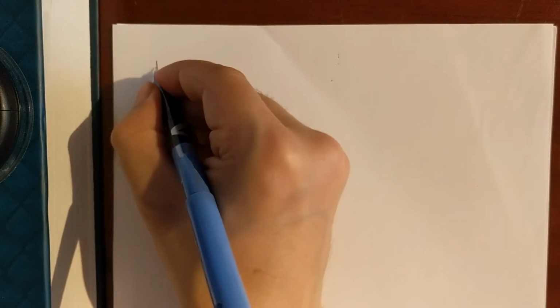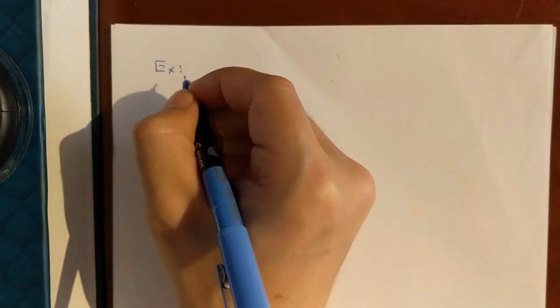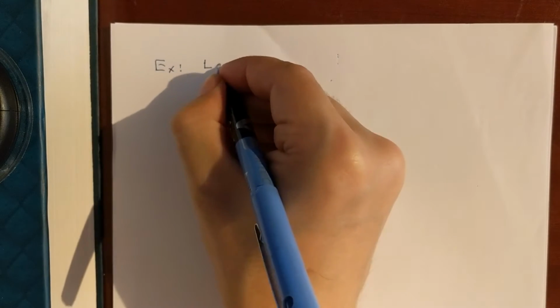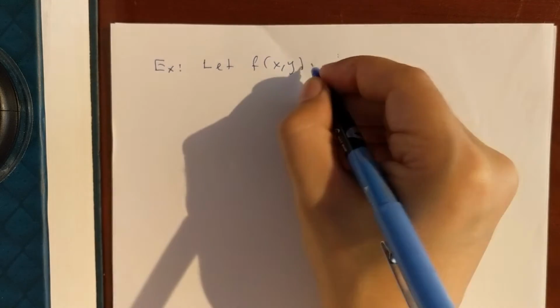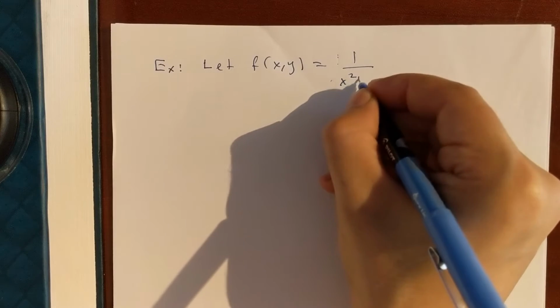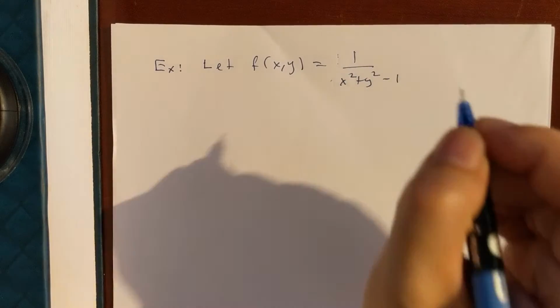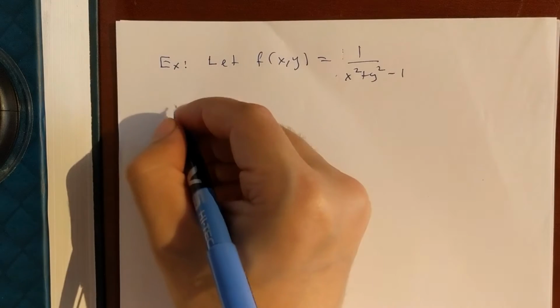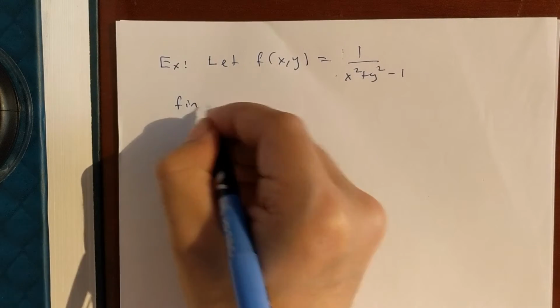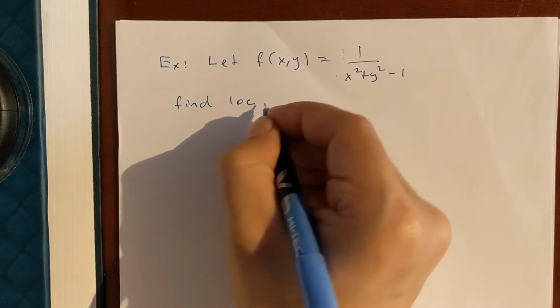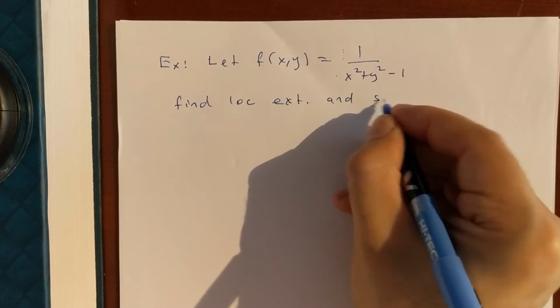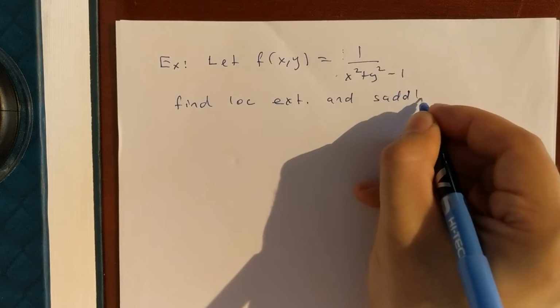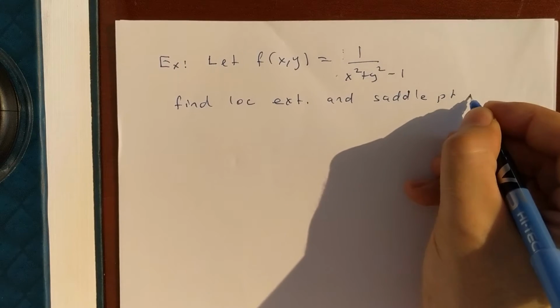Okay folks, so we were going to do an example, so let's do our example. As an example, what I'm going to do is look at the function f of x, y equal to 1 over x squared plus y squared minus 1. And we want to find local extrema and saddle points, if any.